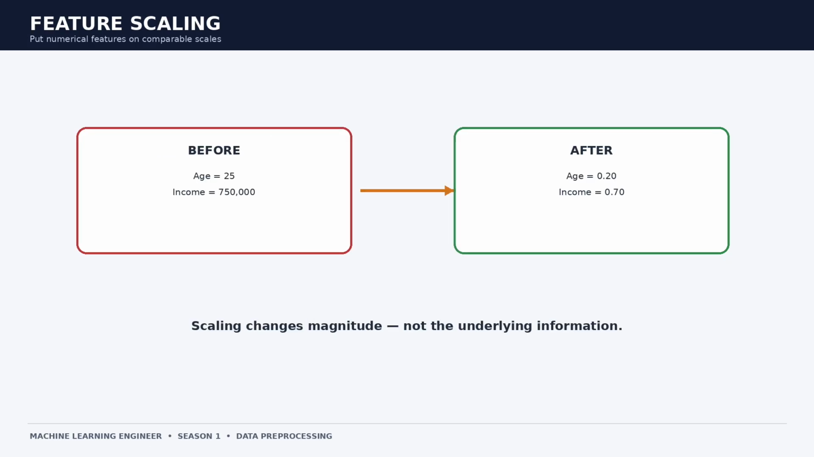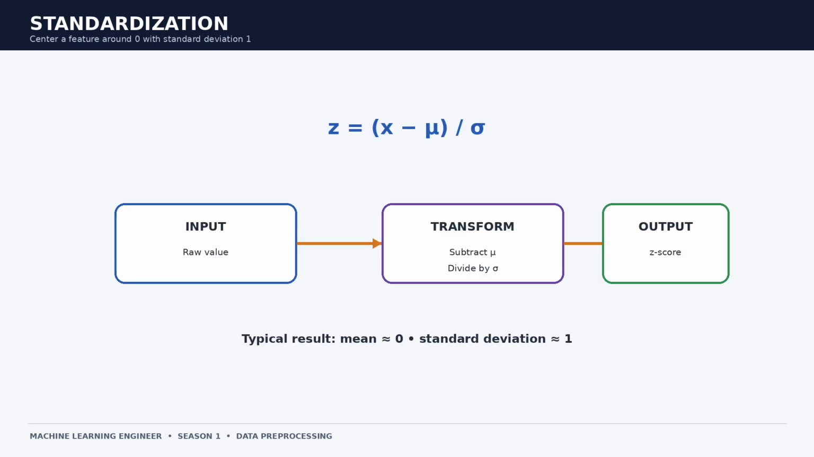Another important pre-processing step is feature scaling. Imagine one feature ranges from 0 to 100, while another ranges from 0 to 1 million. Some algorithms can be heavily influenced by these differences in scale. Scaling brings numerical features into a comparable range. One common scaling technique is standardization. We transform a feature so that its mean becomes approximately 0 and its standard deviation becomes 1.